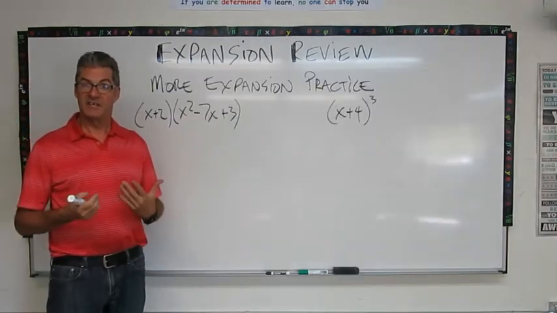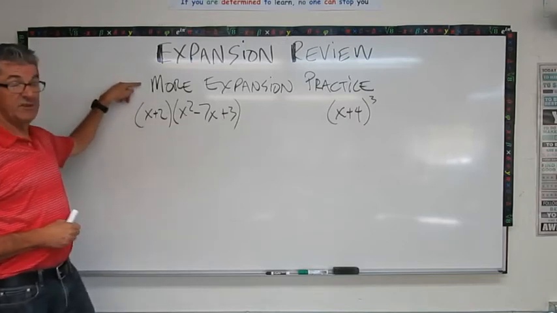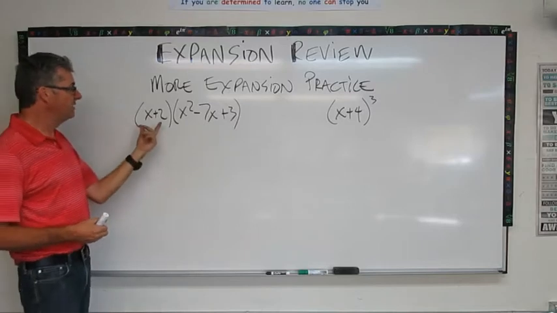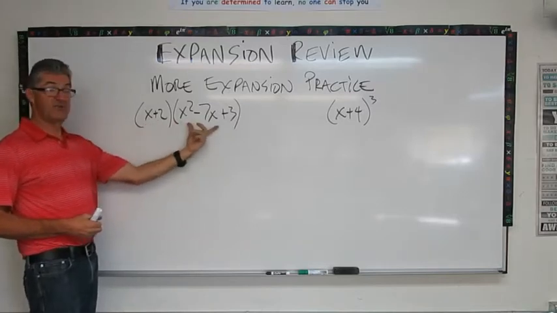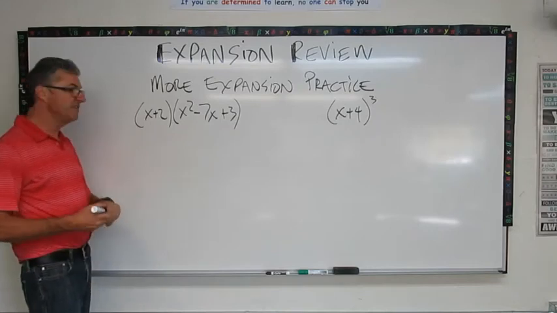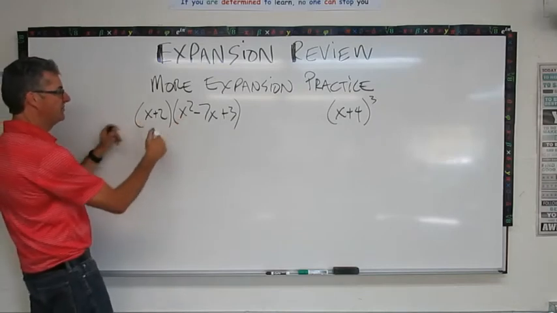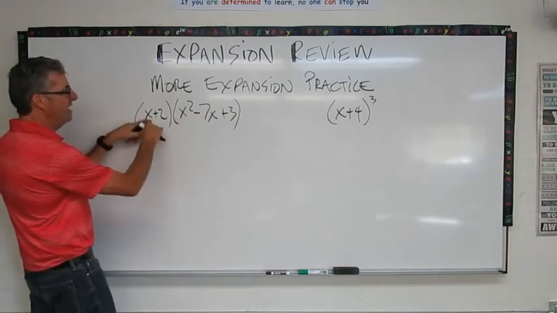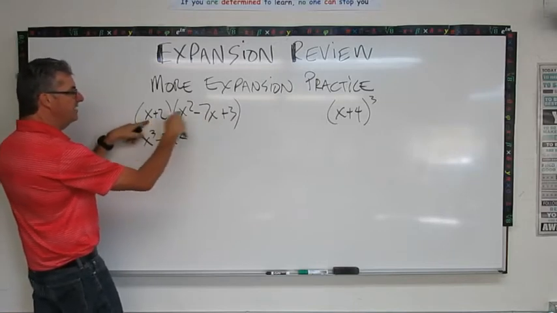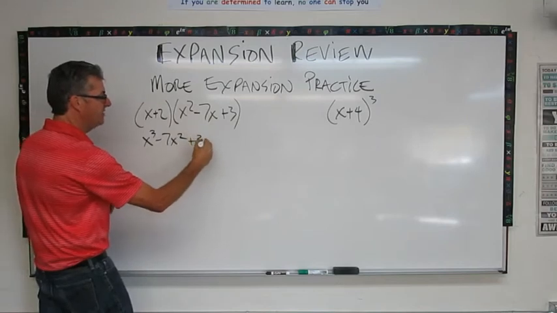Our last lesson in this particular section was giving you some more practice with the complicated expansion problems, like this one, which is a binomial times a trinomial. Pause the video, give it a try. Okay, let's see how you did. First 2 terms gives me x to the third. x times negative 7x gives me negative 7x squared. x times positive 3 gives me plus 3x.